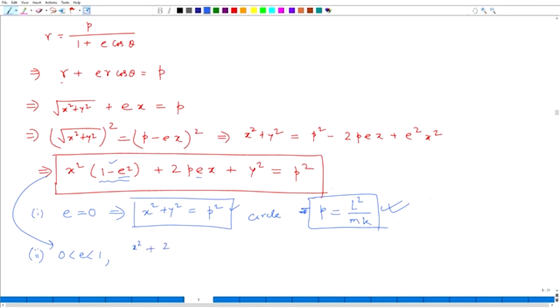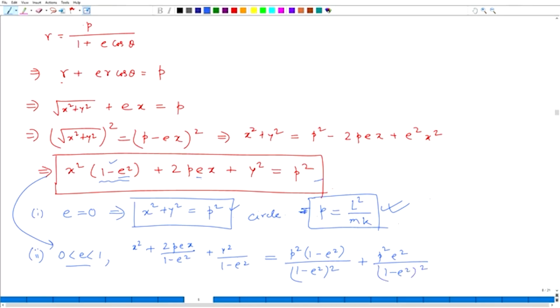plus 2pex by 1 minus e square. I am just dividing everything by 1 minus e square, which is a positive quantity here for this case where e is less than 1, plus y square by 1 minus e square, and then the right hand side I write in a smart way. I just write p square as p square times 1 minus e square by 1 minus e square whole square plus p square e square by 1 minus e square whole square.